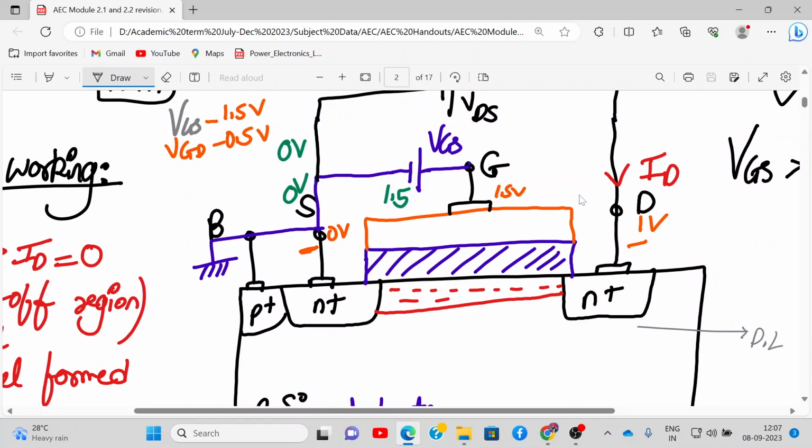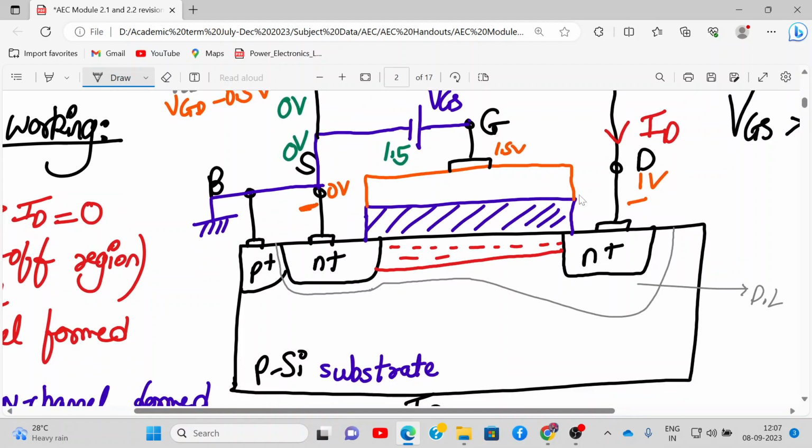So your drain voltage is 1 volt and the source voltage is at 0 volt. How will the depletion layer be? The depletion layer at the source side will be the same as before, but the depletion layer at the drain side will be tapered more. Why is it more? Because you are applying 1 volt to the N plus. Now this is a PN junction, right? This PN junction will not change because it is at 0 volt. So the gate to substrate junction becomes more reverse biased than this one. Because of this tapering, your N channel gets reduced.